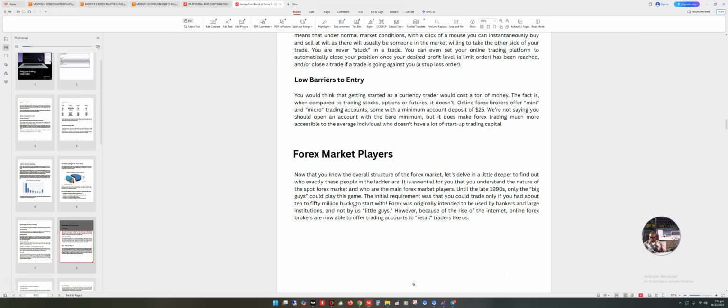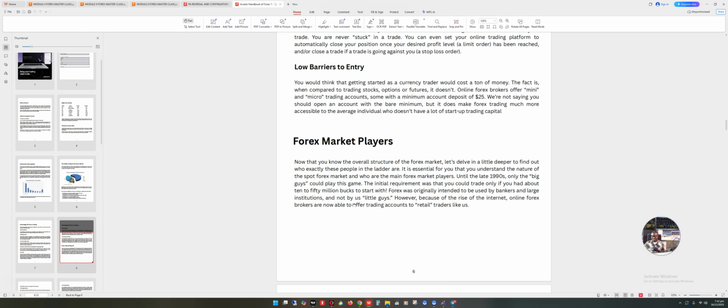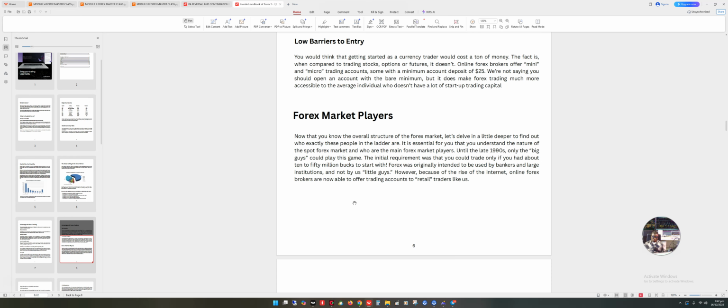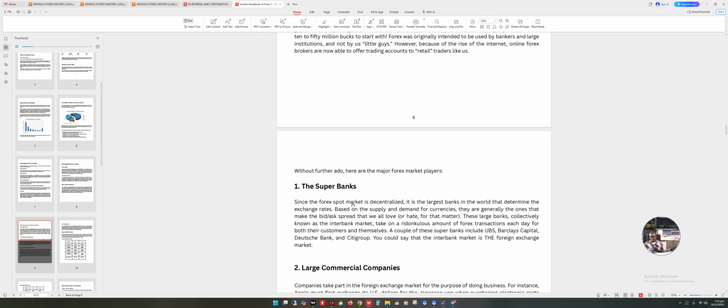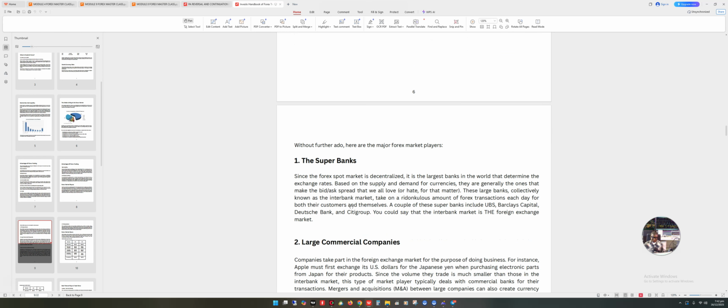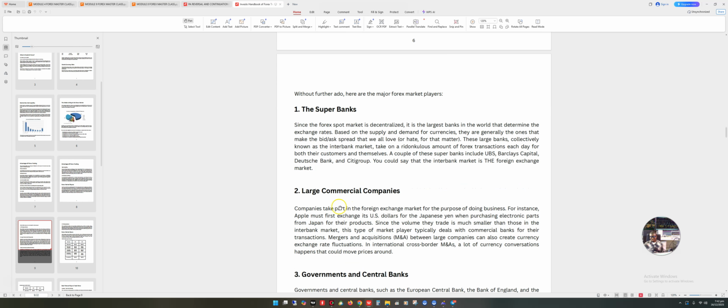Then let's talk about the major Forex market players. Now, the market has those who contribute the money. Let me just put it that way. So first on our list are the super banks. We have the government alongside the super banks. Okay, and we also have the large corporates, commercial companies like those in the US and Japan. We have mergers and acquisitions, M&A. They also help in international cross-border, and a lot of currency conversion happens that will move price.